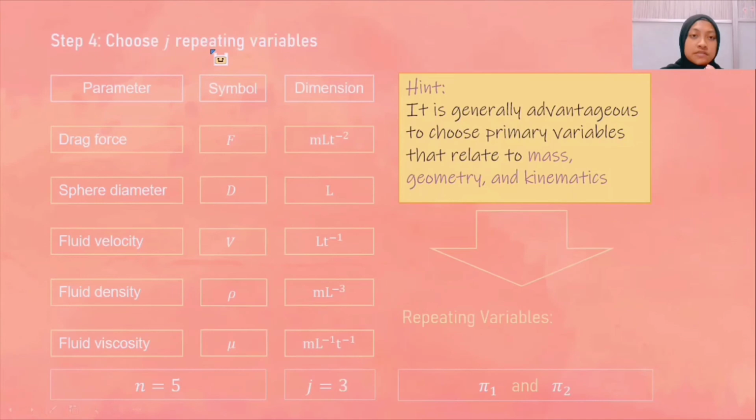Step 4, choose j repeating variables. There is a hint. It is generally advantageous to choose primary variables that relate to mass, geometry, and kinematics. Among these parameters, the one that is related to mass is the fluid density. The one which is related to geometry is sphere diameter. And the one which is related to kinematics is fluid velocity v. So the repeating variables are rho, d, and v.